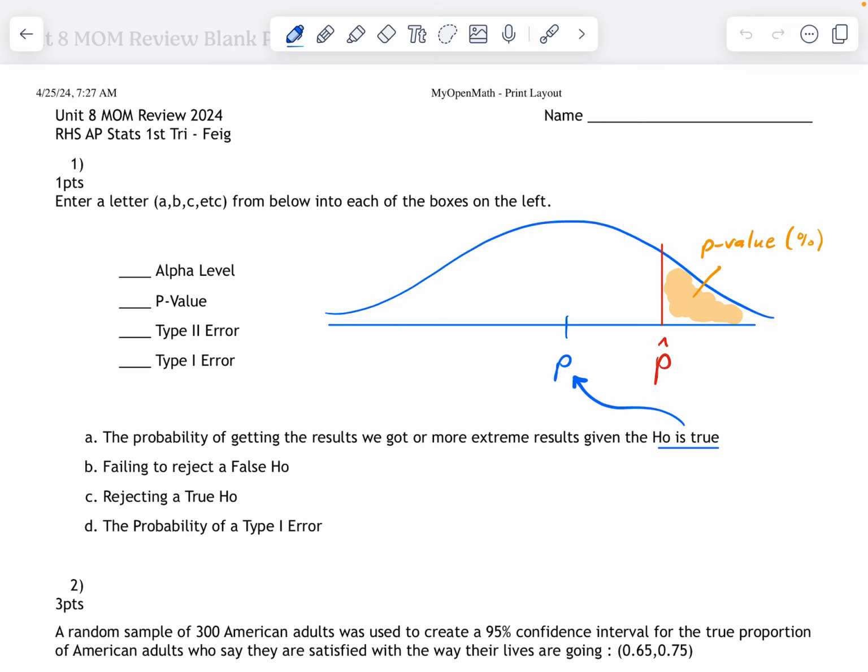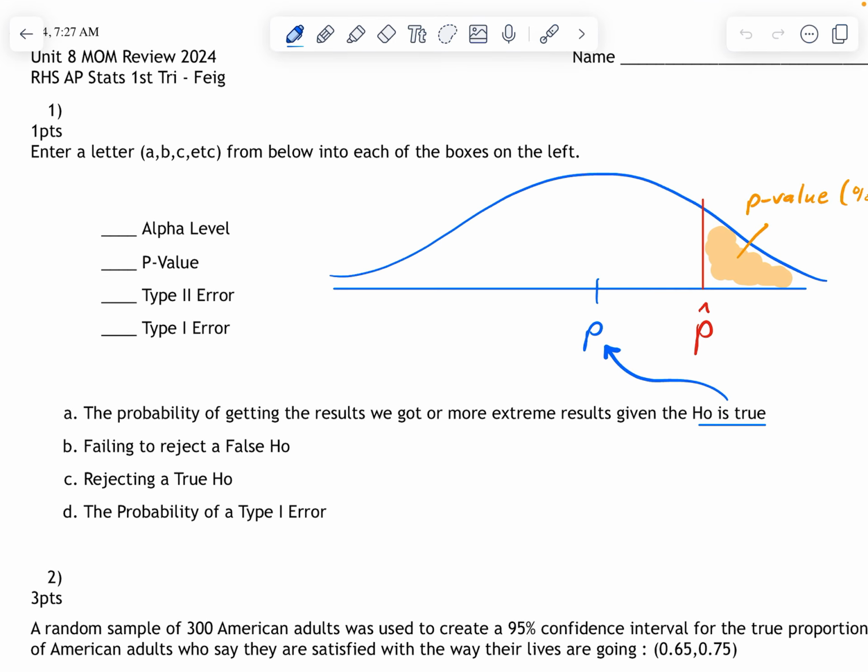Matching these four items. Let's start with the type of error. I always think when I do my null and my alternative, they go in order like one and then two. So that always helps me know. Type one is when you reject the null when you shouldn't. Type two is when you reject the alternative and you shouldn't. So C is type one when you reject H0, but it's true. And then B is when you should have rejected the null, but you didn't. So you're kind of rejecting the alternative.